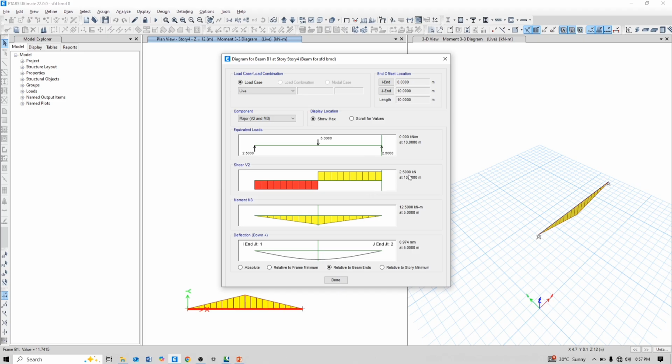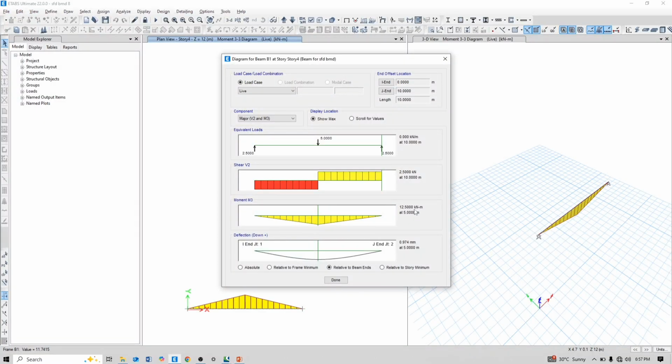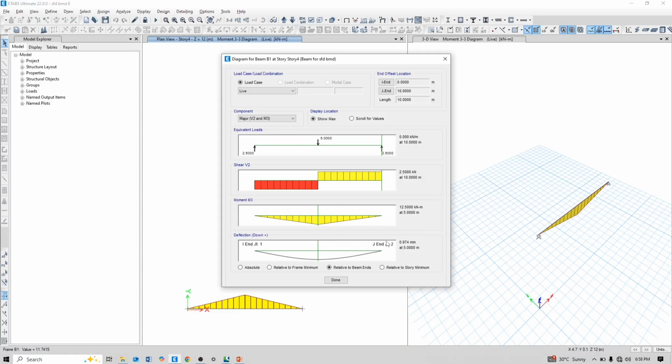So shear is 2.5 kN as per software and our manually calculated shear is also 2.5 kN. Bending moment is 12.5 kN meter maximum as per software, and our calculated moment is also 12.5 kN meter. So this is how we calculate shear force and bending moment diagram in software and manually also. So thank you very much.